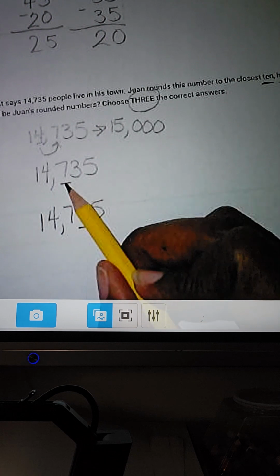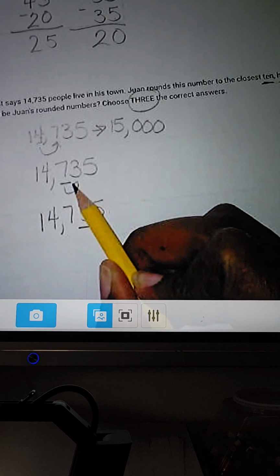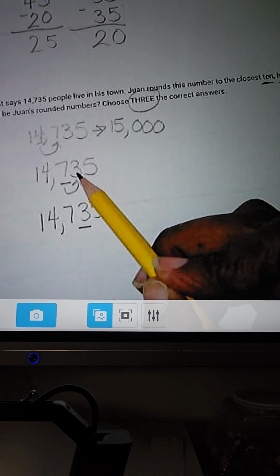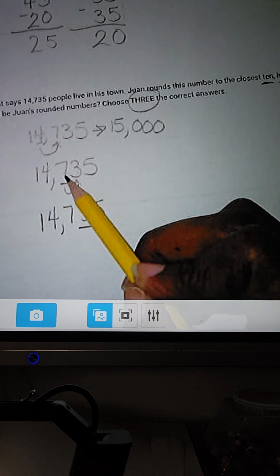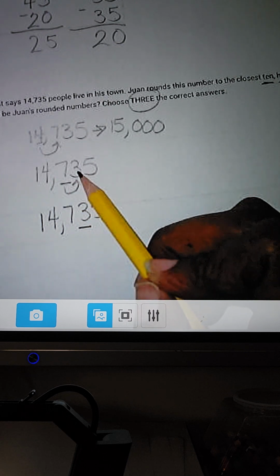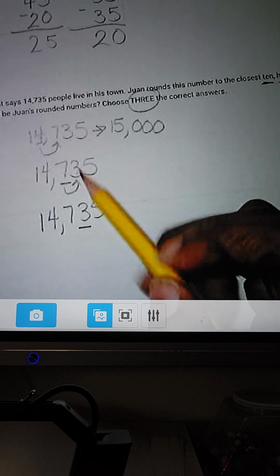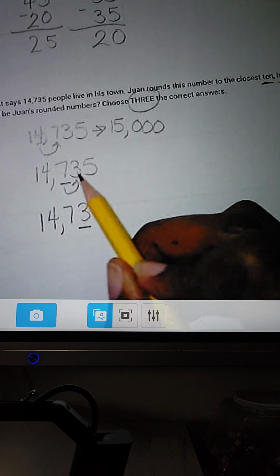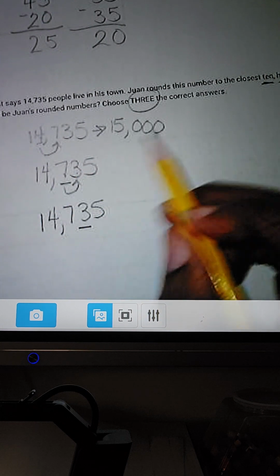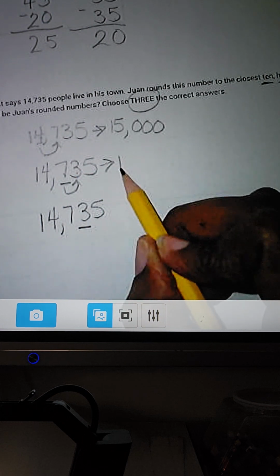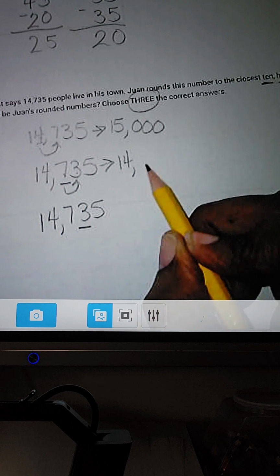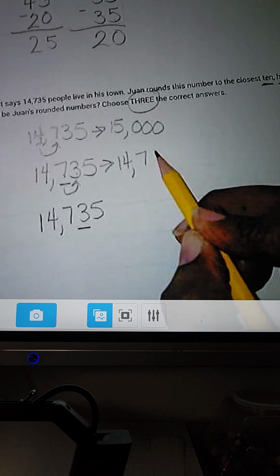Okay, so here's your hundreds place. Look to the right. 4 or less, let the underlined number rest. 5 or more, the 7 has to go up to an 8. Okay, so this is a 4 or less, let the 7 rest. So my answer here is rounded to 14,700.